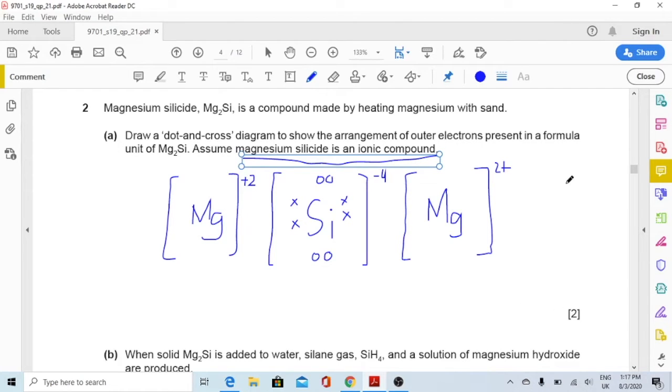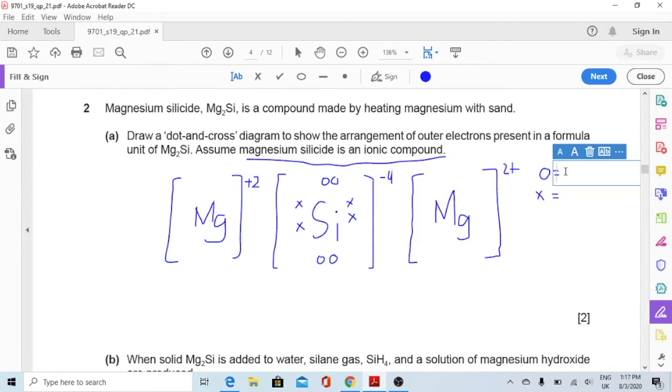You must indicate what symbols you're using to represent different electrons. Over here I have used these circles to represent silicon electrons and these crosses for magnesium electrons. So I'll mention this over here for the examiners. I'm using circles for silicon electrons and I'm using crosses for magnesium electrons. Okay, so you must mention that too.